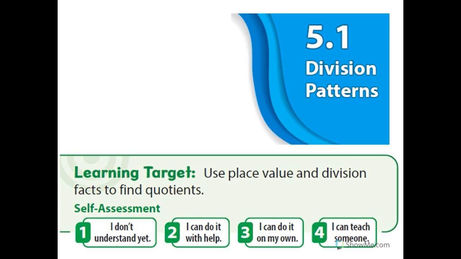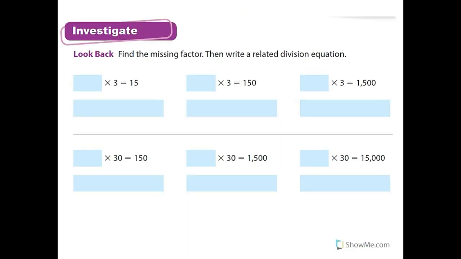So our learning target for this lesson is going to be use place value and division facts to find quotients. All right, and hopefully by the end you can do it on your own. So our look back, we're going to find the missing factor, then write a related division equation.